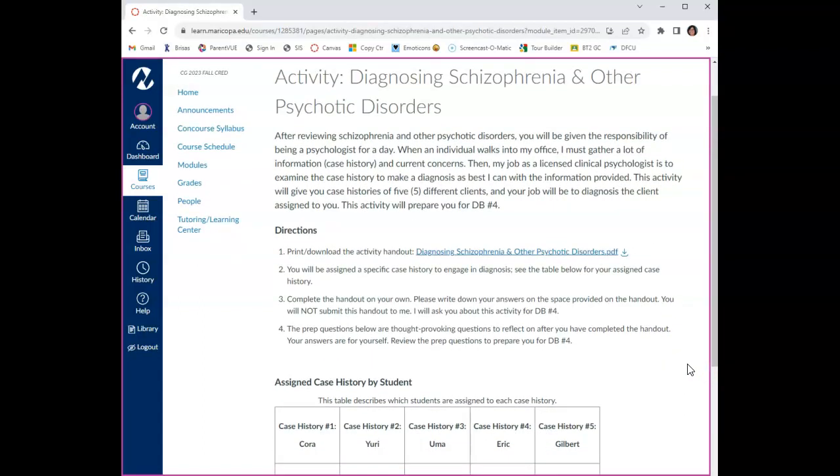Every week, the activity will give you the responsibility of being a psychologist for the day. Because diagnosis is so important to our role as psychologists, this week's activity involves applying your knowledge of schizophrenia and other psychotic disorders to a case history. For this activity, you'll be given the case histories of 5 different clients, and your job will be to diagnose the client assigned to you. This activity will prepare you for discussion board number 5. Additionally, there will be 2 questions in application paper number 4 regarding your client.